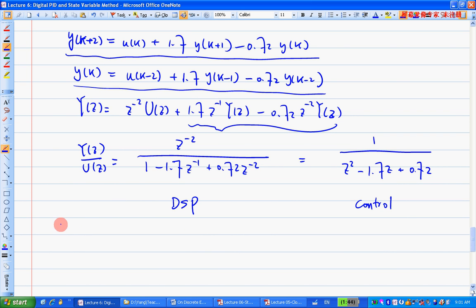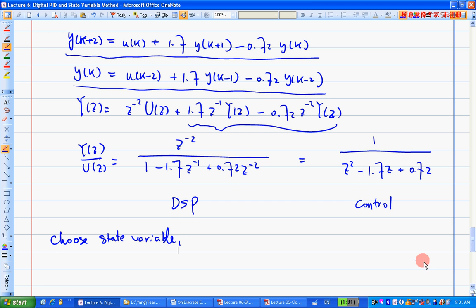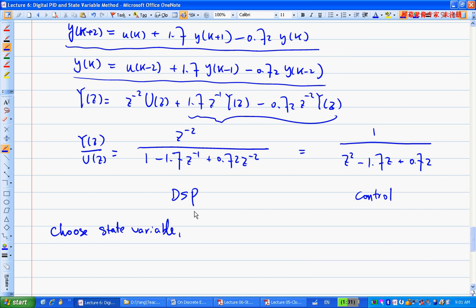You define yourself, or you choose, state variables. This is a sort of general approach. Once you know it, you can deal with any kind of difference equation. What's the order of the system, first of all? Second. So if it's second order, how many state variables do I need? Two. Good. So the first state variable, I'm going to choose this x1 of k to be y of k.